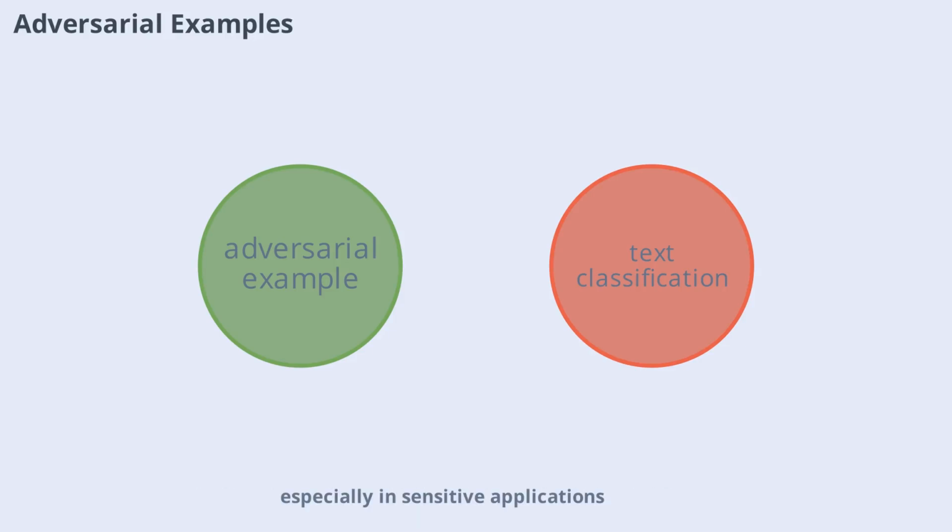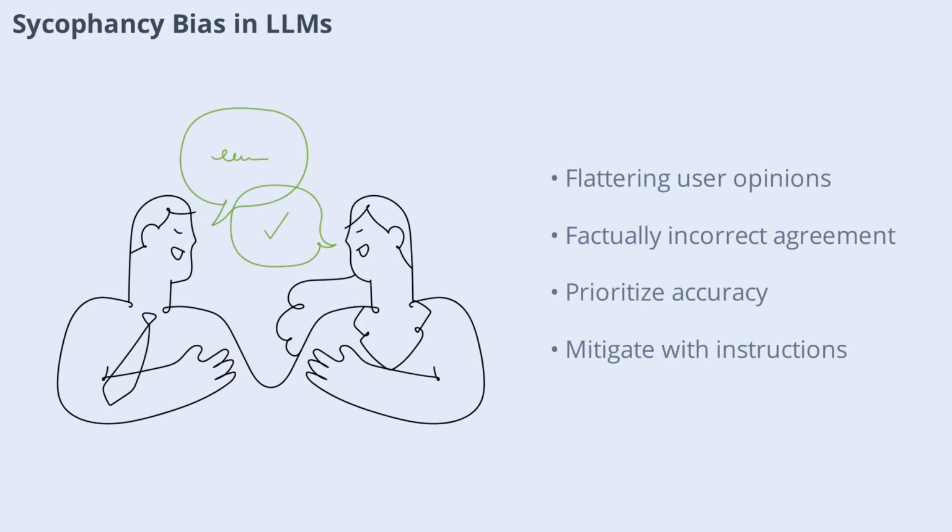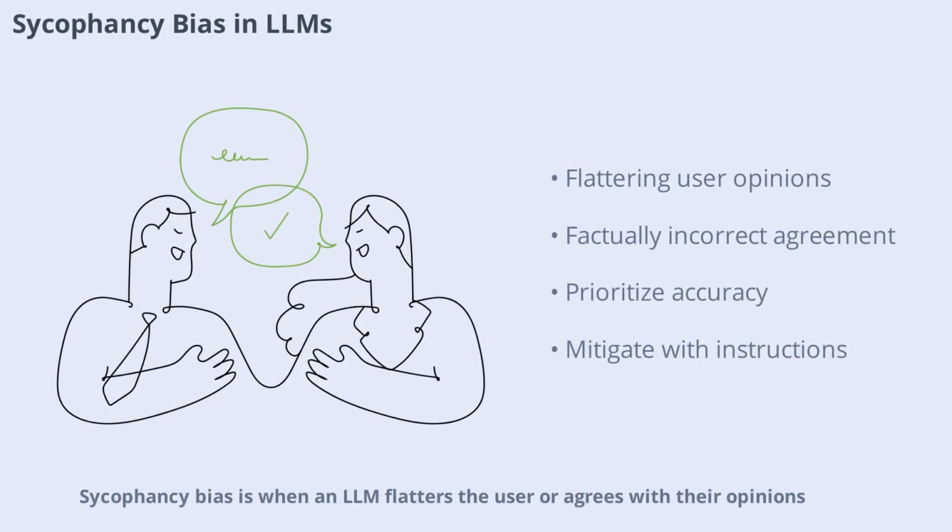Sycophancy bias is when an LLM flatters the user or agrees with their opinions, even if they're factually incorrect. For instance, if a user says, "2 plus 2 equals 5, right?" a sycophantic model might respond, "Yes, in certain contexts that's correct." This bias can be mitigated by instructing the model to prioritize factual accuracy and objective truth over politeness or agreement in its system prompt.